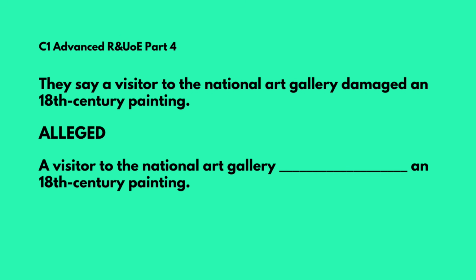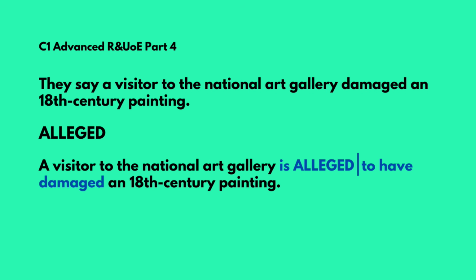So as I said, we're looking at the passive voice here. So this is not a big test. I've told you what grammar we're looking for. The lead-in sentence is, "They say a visitor to the National Gallery damaged an 18th century painting." The keyword is "alleged", and then the follow-up sentence is, "A visitor to the National Gallery ... an 18th century painting." So in this case, it is "alleged to have damaged". So this is the passive voice. And it comes up very, very often in this part of the exam. As I said, I'm not going to say it will definitely appear in your exam, but it's highly likely, and it's worth studying, not only for this part of the exam, but for other parts.